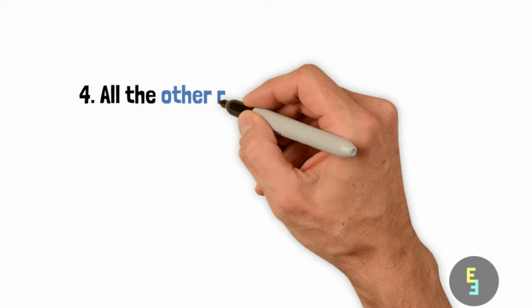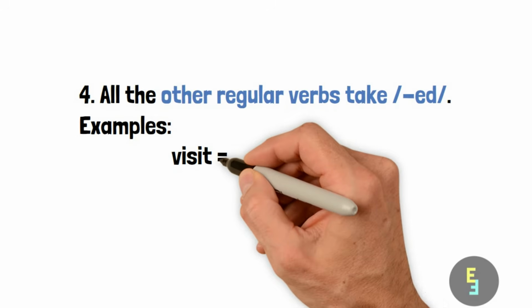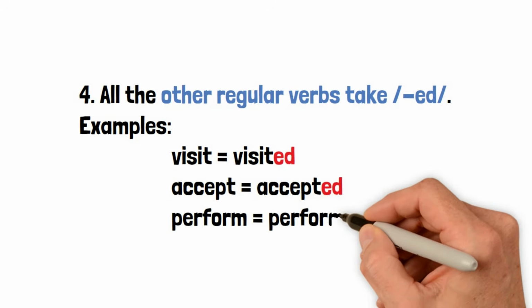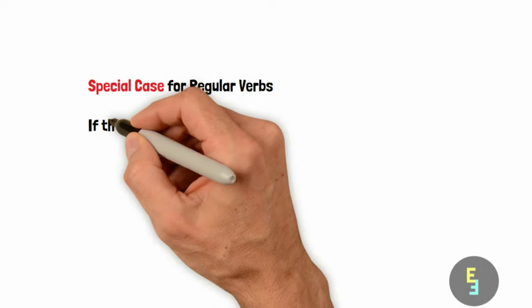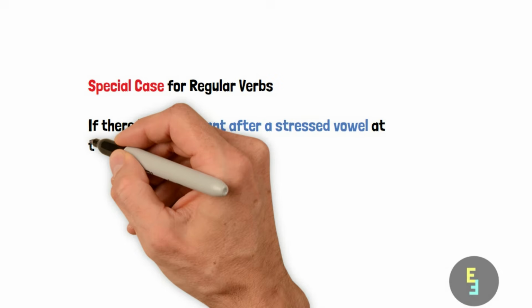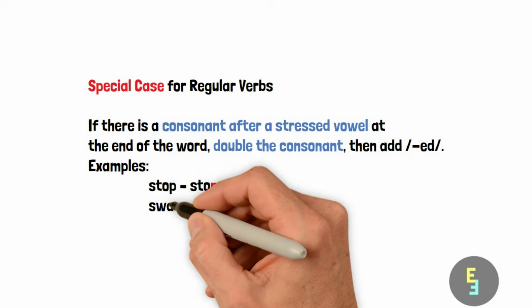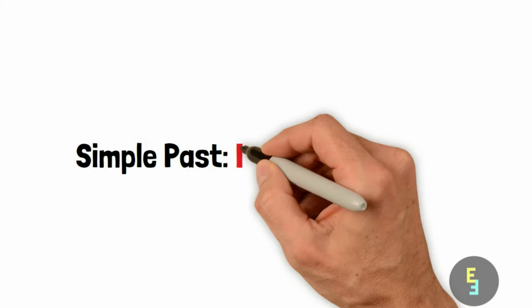All the other regular verbs take ed. Example, visit becomes visited, adding ed. Accept, accepted. Perform, performed. In some cases, if there is a consonant after a stressed vowel at the end of the word, double the consonant before adding ed. Here are some examples. Stop, stopped. Swab, swabbed. Clap, clapped. Now, let's talk about irregular verbs.